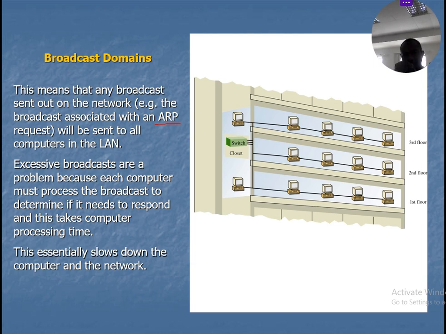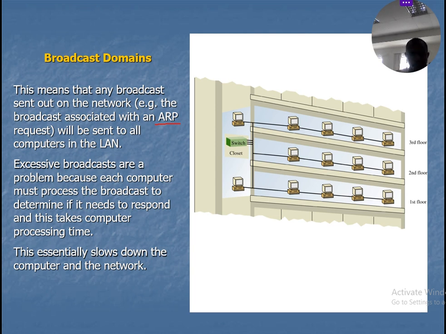Why is excessive broadcast a problem? Because it will slow down the computers. The processing time of computers will slow down. So that's why it's a problem. So we need to optimize this problem because routers will always forward any broadcast by issuing an ARP request and sending it to the MAC address of all the computers on the host, all the computers in the destination site.